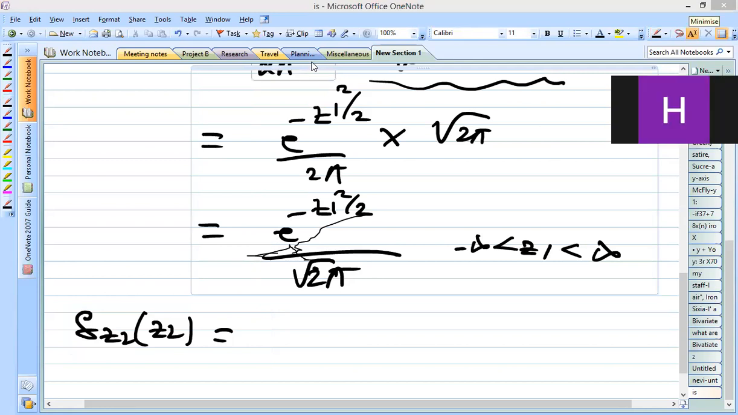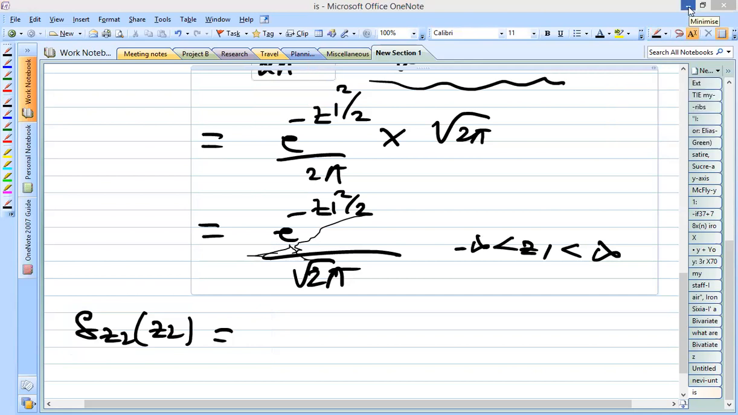Yes, ma'am. What is the equation for the marginal PDF fz of z2?